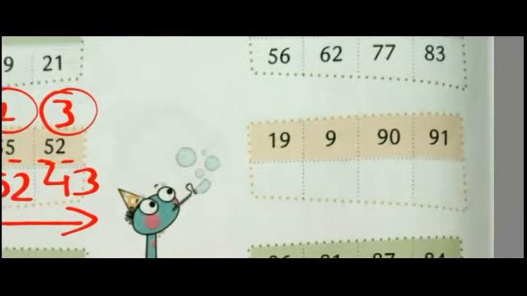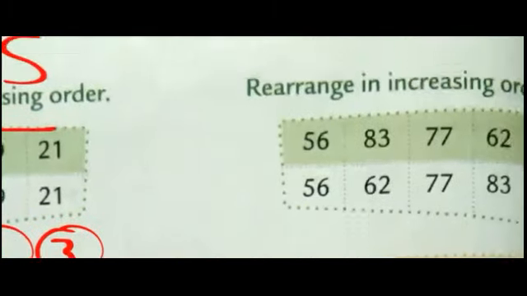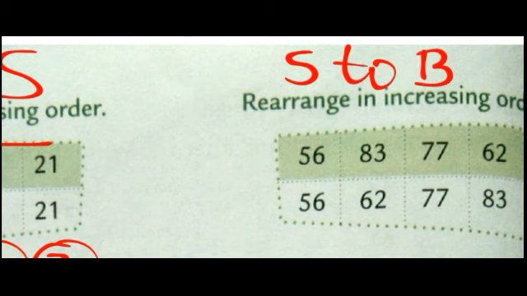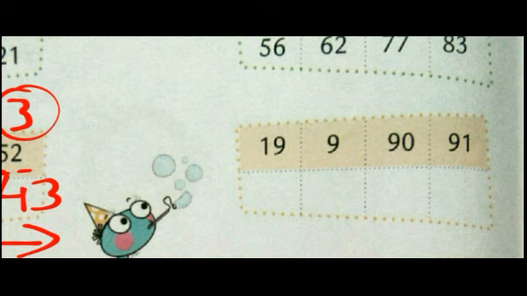Now, how to arrange them in increasing order? That means from small to big. So what we have done in decreasing order, just do the opposite of that. First see the digits in all the numbers. Here it is 2, here it is 1, here 2, here also 2. Which is the smallest one? One digit is smallest, so automatically it will come on the first place.